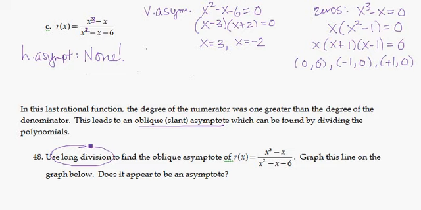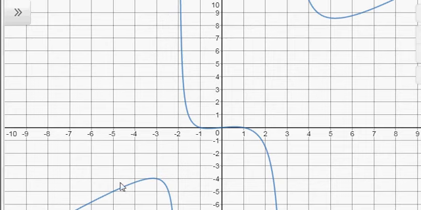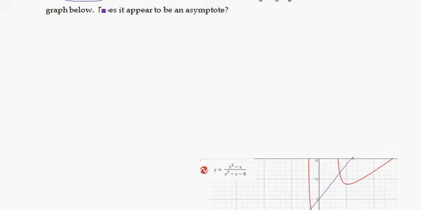Now, before we go there, let's look at the graph of this, because we just want to confirm here that we do see a vertical asymptote at x equals negative 2, at x equals 3. We see zeros at negative 1, 0, and 1. But we also see that there's no horizontal asymptote. But in fact, we can kind of see a slant asymptote, right? So let's look at how we find that.